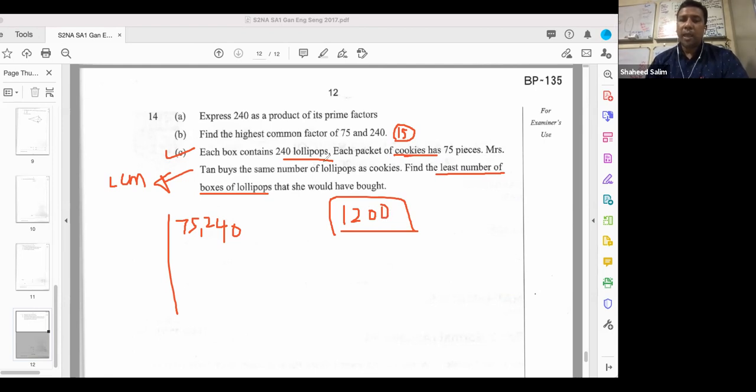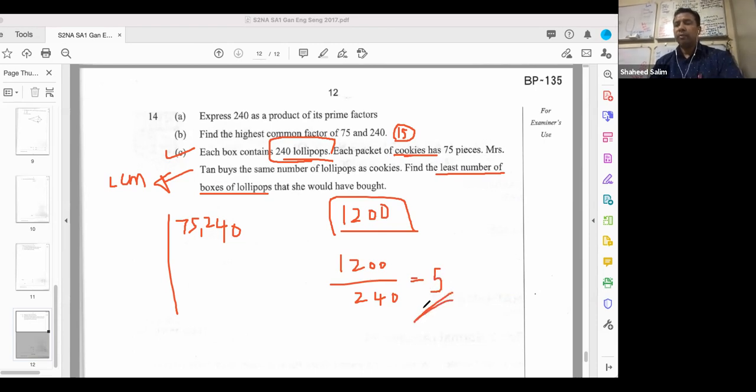So lollipops are packed in a box. Each box has 240 lollipops. So you just take 1,200 divided by 240 and you get the number of boxes you need to buy, which is 5. Okay, and that's what you need to do.